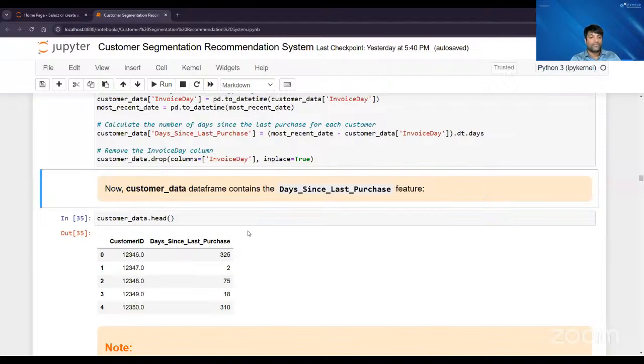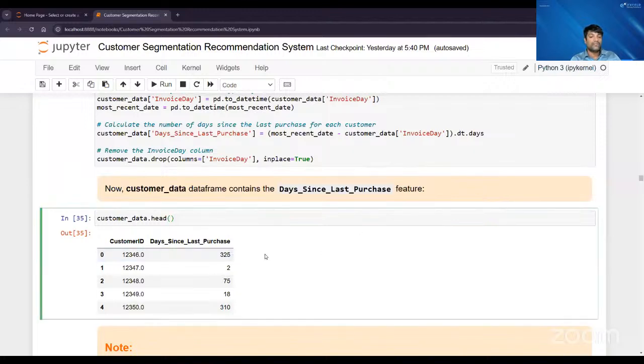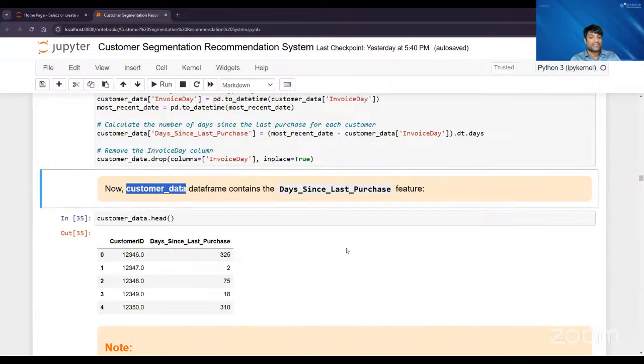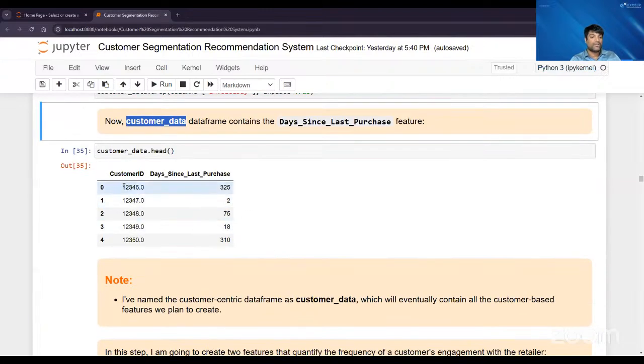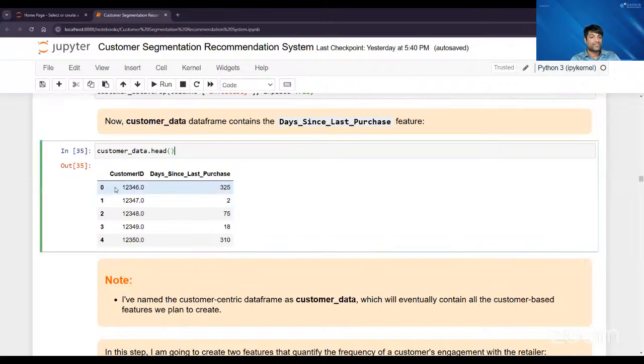Now let us see the head of the data set. Here you can see the customer IDs, if I print the top five. With this customer ID, this person made a purchase 325 days ago. This person made one 2 days ago, 75 days ago, 18 days ago, and 310 days ago. It's just the first five observations. If you want, you can print the entire data, or just the first 10 observations.